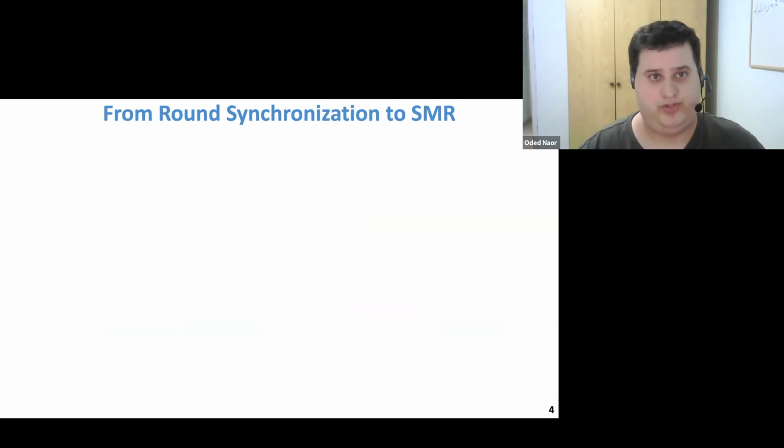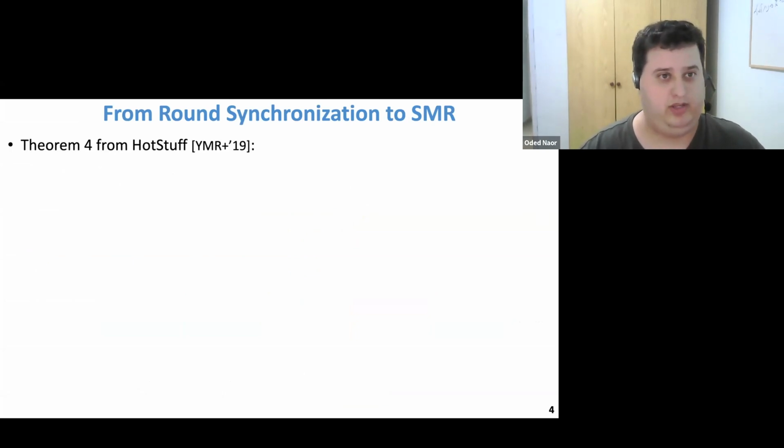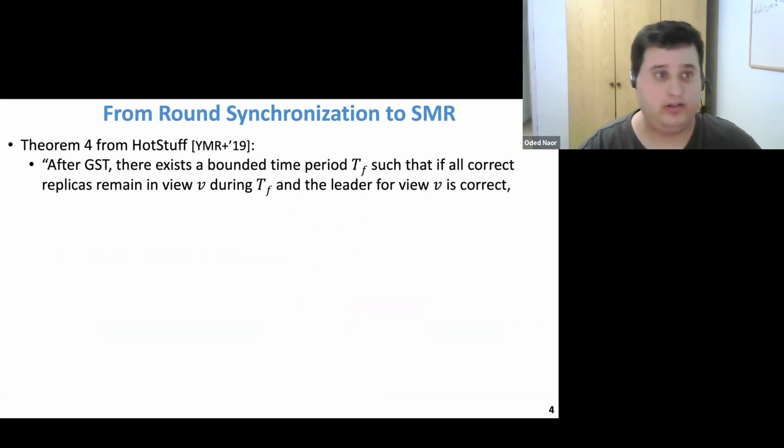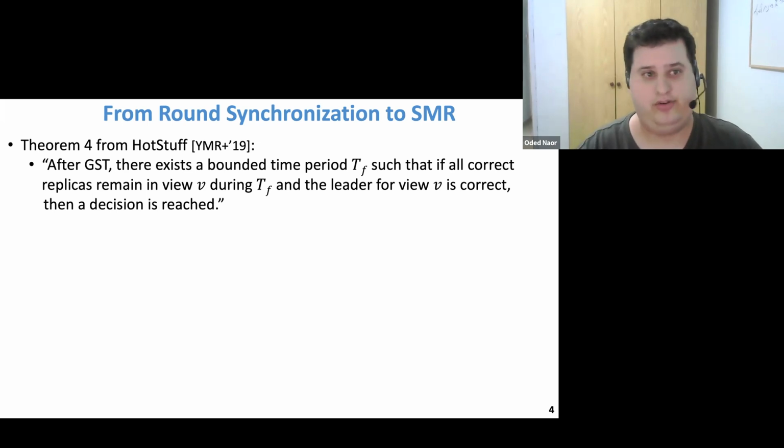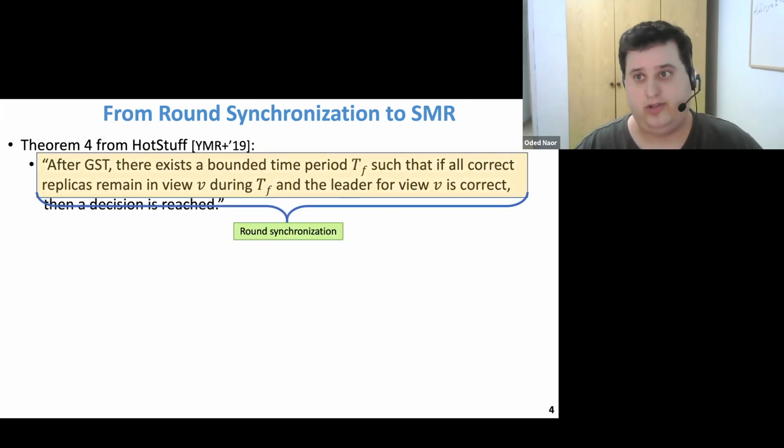So how do we use round synchronization to actually solve Byzantine SMR? For this, I'll quote directly from the HotStuff paper. Theorem 4 states the following. It basically says that after GST, there exists some time period TF, and if all correct replicas remain in the same round v during TF time, and also the leader of that round is correct, then a decision is reached. So we have this long theorem with a long precondition for liveness, for reaching a decision. And this precondition is exactly what round synchronization is. So if we meet this precondition, we can ensure that at least HotStuff will guarantee progress.